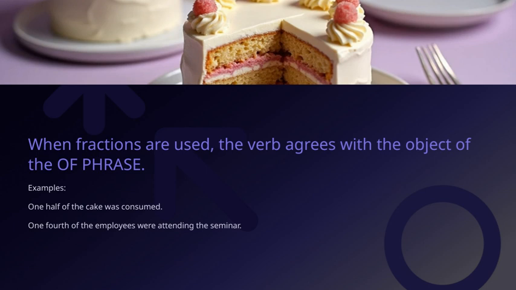The key point here is that the verb should agree with the object of the "of" phrase. If it's plural, we use a plural verb. If it's singular, we use a singular verb. This consistency helps ensure clarity and grammatical correctness in our sentences. Remembering this rule will help you communicate more effectively, especially when discussing portions or fractions in both writing and speech.